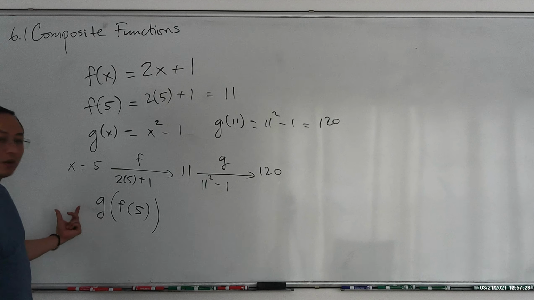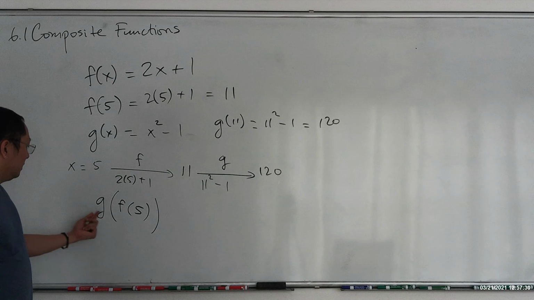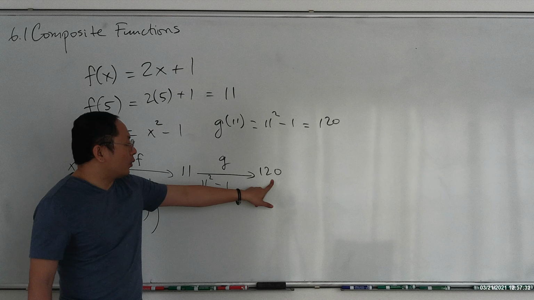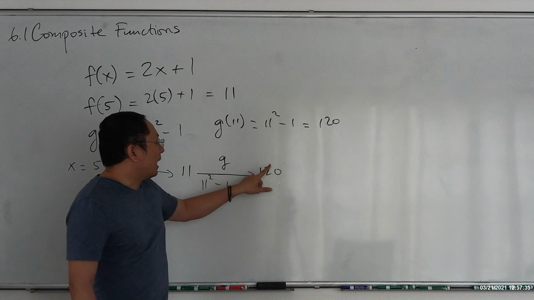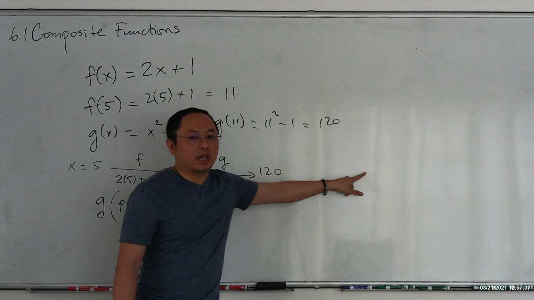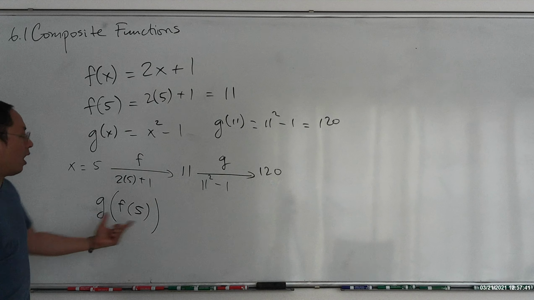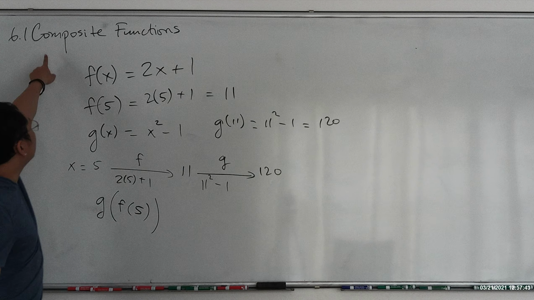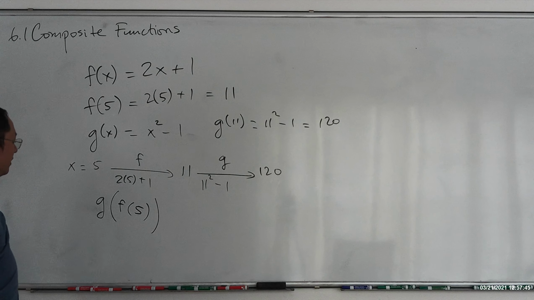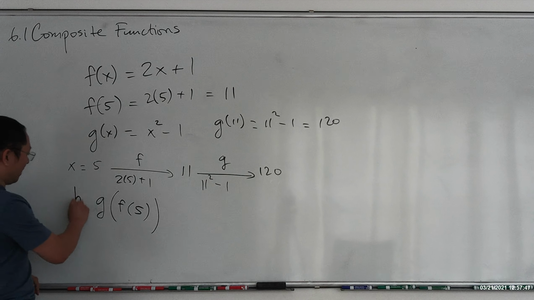Okay? And similarly, you can have g of f of 5 right here, 120 right here, as the input for another function. Say you got function h or function j, keep going. Then you can have a longer chain. And what we're doing right here is the idea called the composite function. And say you have another function h, you have this.